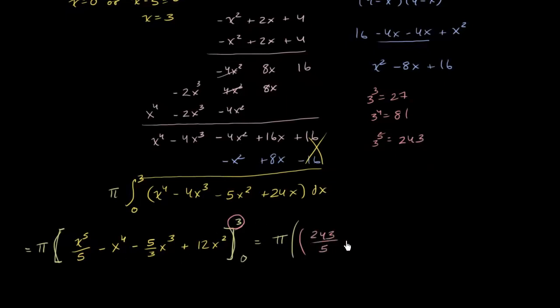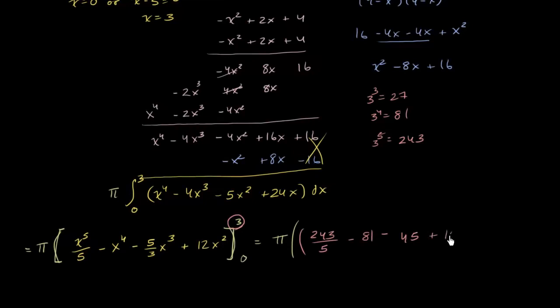It's going to be some hairy math. 243 over 5 minus, well, 3 to the fourth is 81, minus 81, minus 5 over 3 times 3 to the third power, so times 27. Well, 27 divided by 3 is just 9. 9 times 5 is 45. So let's simplify that. So this is going to be equal to 45. Did I do that right? Yeah, it's essentially going to be like 3 squared times 5 because you're dividing by 3 here. So it's going to have 45. And then finally, 3 squared is 9. 9 times 12 is 108.